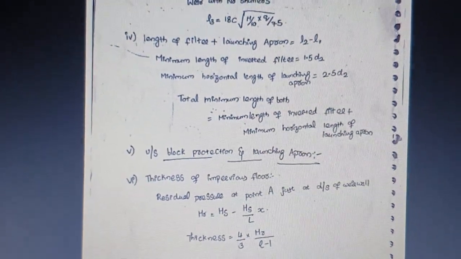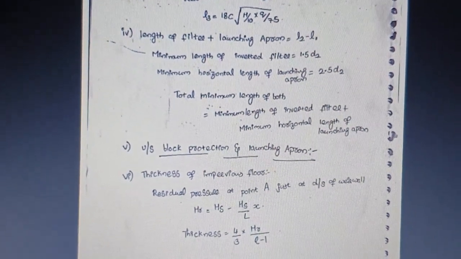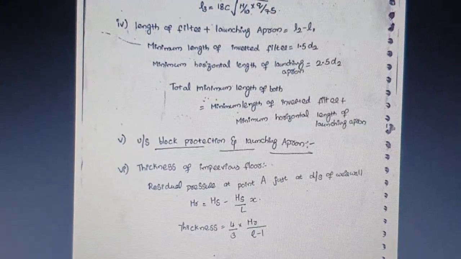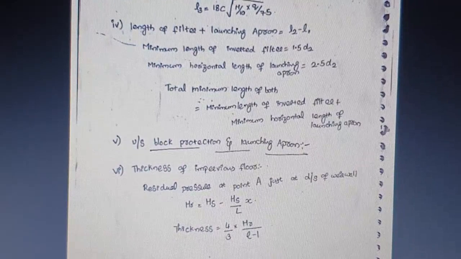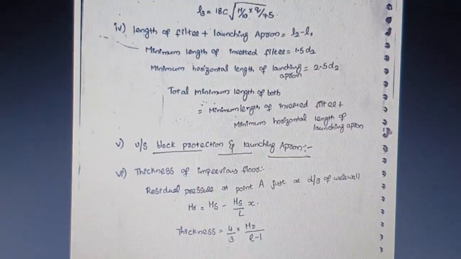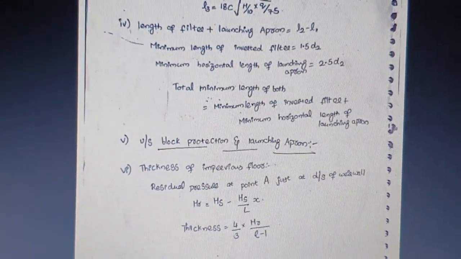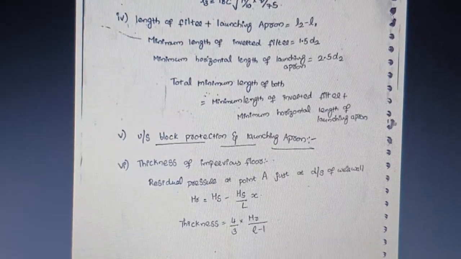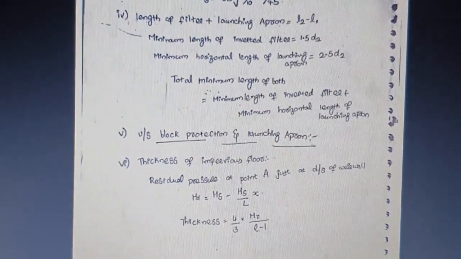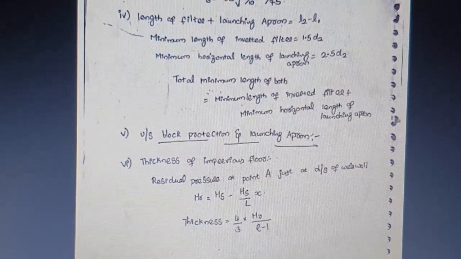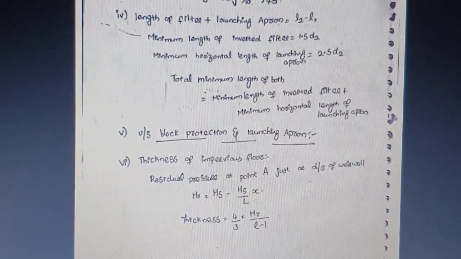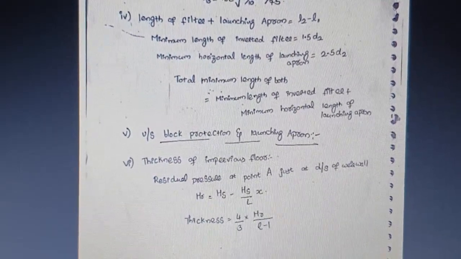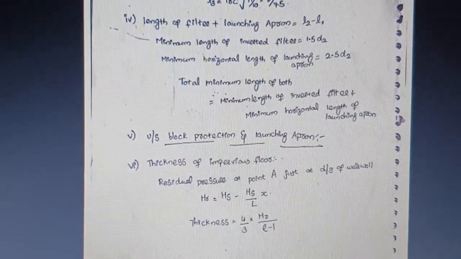Then next we are going to calculate the length of the filter plus launching apron, which is L2 minus L1, and minimum length of the inverted filter is 1.5 times of D2, and minimum horizontal length of the launching apron, which is 2.5 times of D2, and total minimum length is nothing but minimum length of the inverted filter plus minimum length of the launching apron. Then next we are going to calculate the upstream block protection and the launching apron.